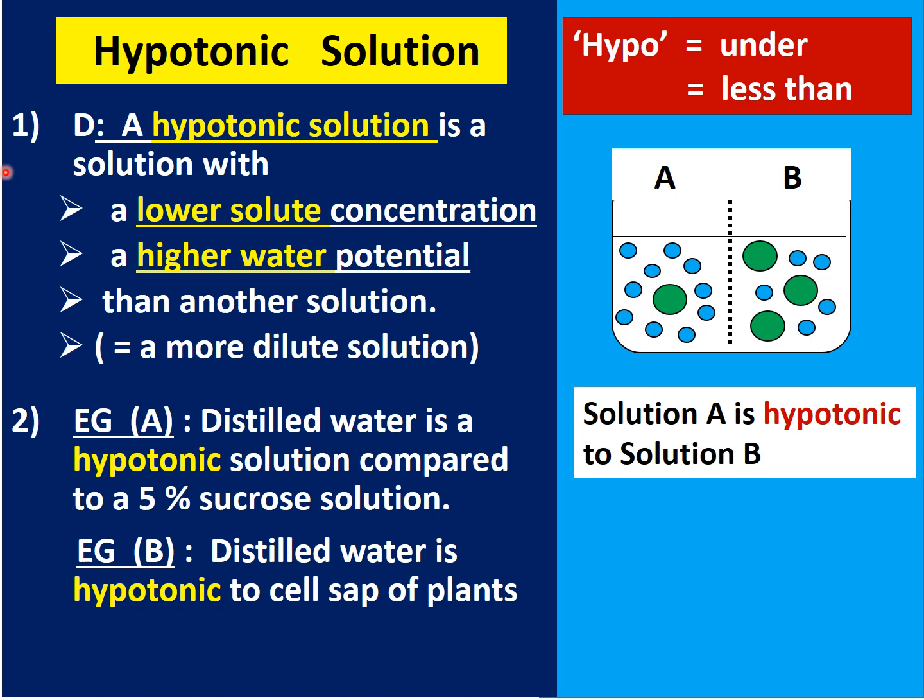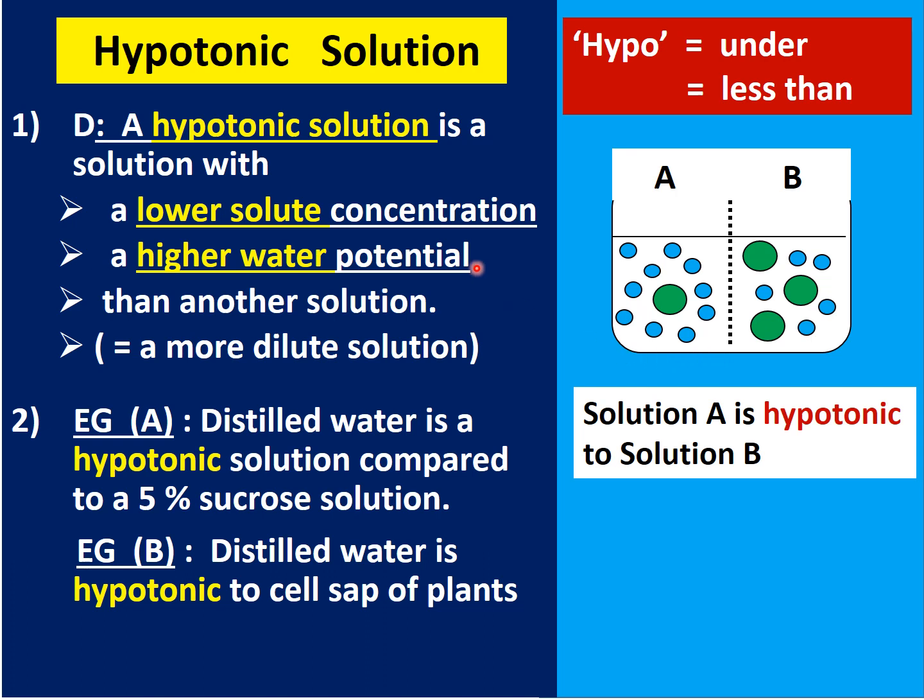Let's discuss the three types of solutions which have different concentrations when compared to another solution. The first one is the hypotonic solution. The word hypo means under or less than. So a hypotonic solution is a solution with a lower solute concentration compared to another solution. Take for example these two solutions here. A has one sucrose molecule, the green molecule here, and B has 3 sucrose molecules. So we say that A is hypotonic to B. Lower solute concentration, lower number of dissolved particles, okay, for the same volume of water.